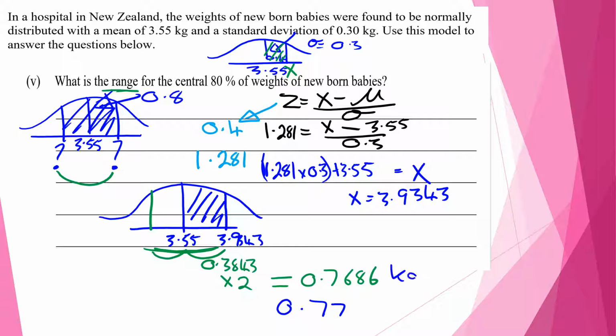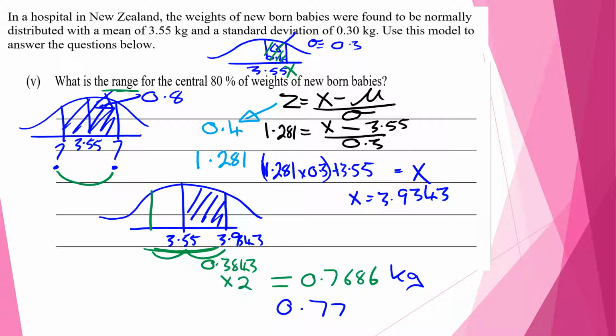Whichever answer you put, try and put the context that you're dealing with. So in this case, we're talking about the kg. So a variation of 0.7686 kgs for the mid 80%.